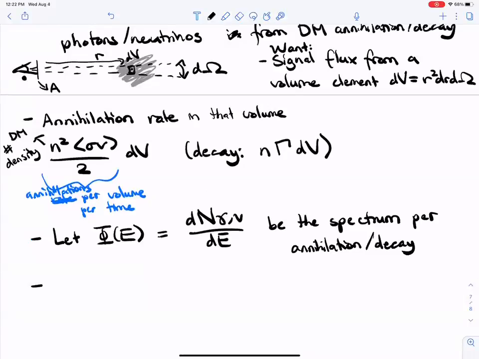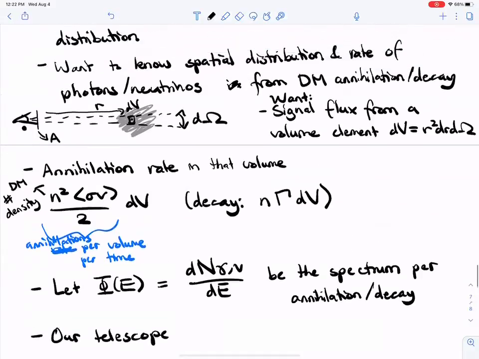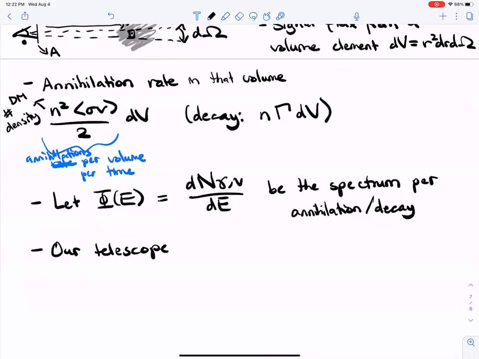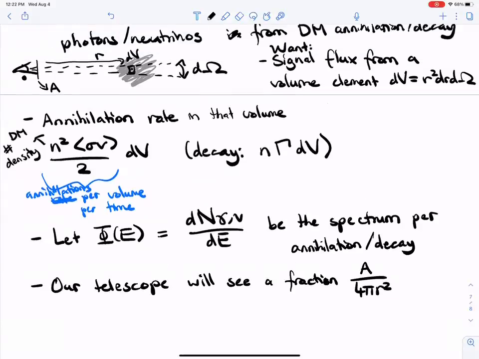So the number of photons being produced per second per energy interval is this annihilation rate times this phi of E value. So what fraction of those photons do we see at Earth? Well, we're going to assume that these particles travel at the speed of light and spread out in all directions evenly from the original annihilation point. Even if the annihilation has some angle dependence, you're averaging over a very large number of particles in any DM volume. So overall, we can usually assume that the signal is isotropic. So then our telescope will see a fraction A over 4 pi r squared of all the photons or neutrinos produced at this point.